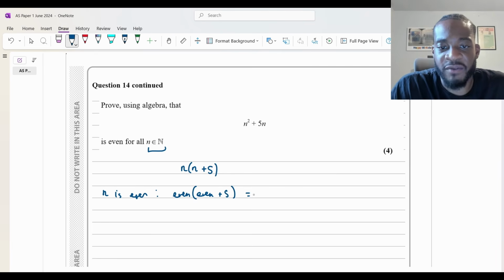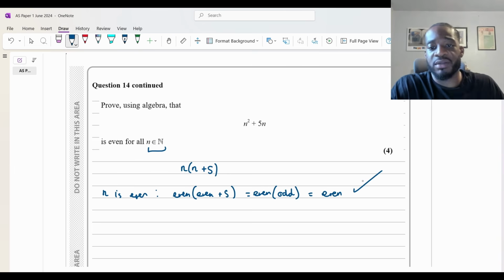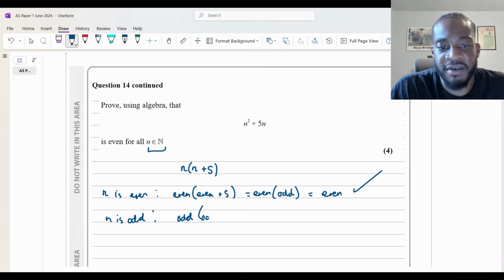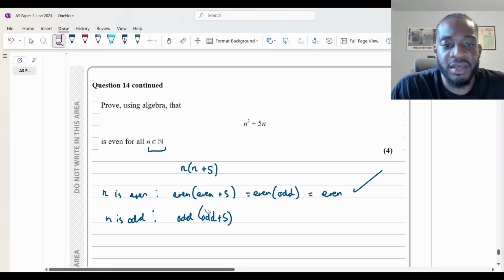Now, looking at that, well, I've got an even number. What's an even number plus 5? Well, what's an even plus an odd number? It must be odd. So therefore, we have an even times an odd number, which has to be an even number, isn't it? So that's case number 1. And then obviously case number 2, n is odd. Same thing, plug it in. n plus 5, odd, odd plus 5. Let me just remove that bracket, make it a bit neater.